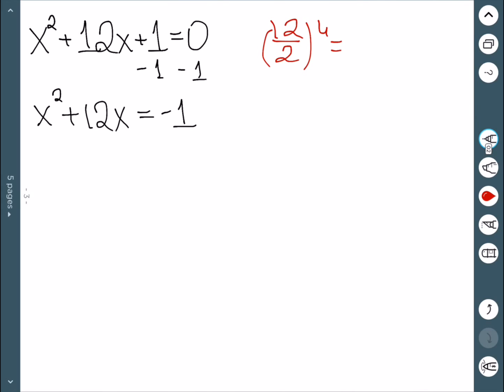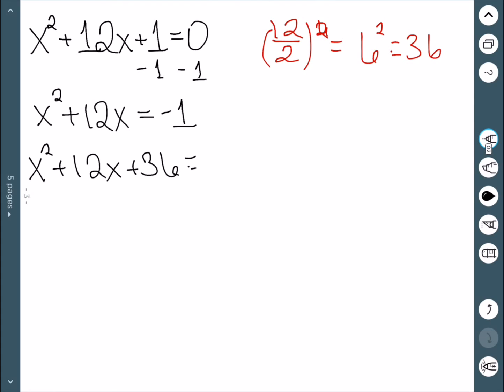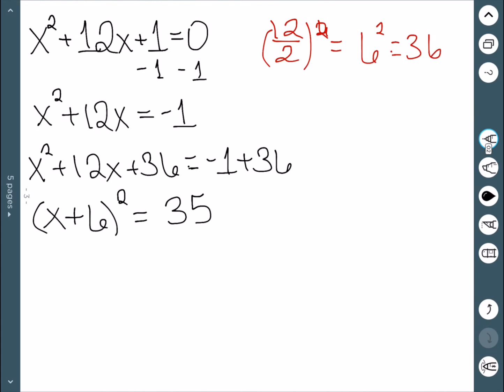12 divided by 2 is 6. Squared is 36. So this is the number that I'm going to add to both sides. X squared plus 12x plus 36 is equal to -1 plus 36. On the left, we can factor this, and this actually factors to x plus 6 squared. On the right, we get a 35.